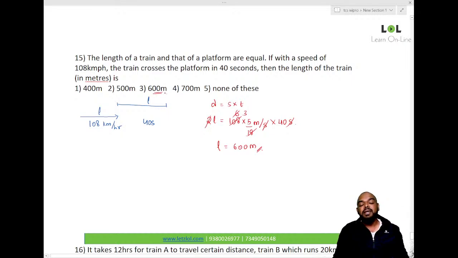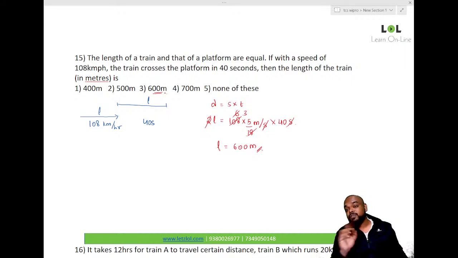Pretty simple one. He's asking the length of the train. In this question, the length of the train and the length of the platform are both equal. So we start with the distance formula, speed into time. The overall distance in this case is the length of the train as well as the length of the platform. So that is L plus L, 2L. That is equal to speed into time.